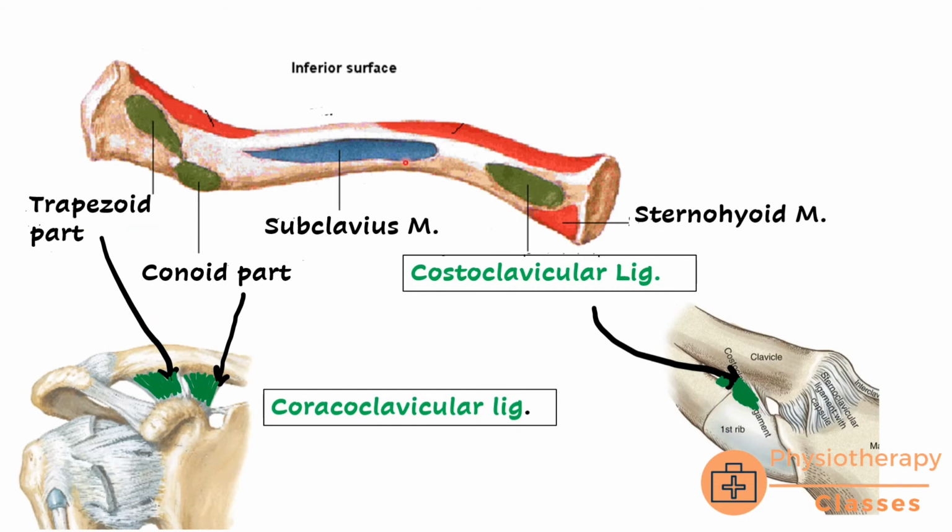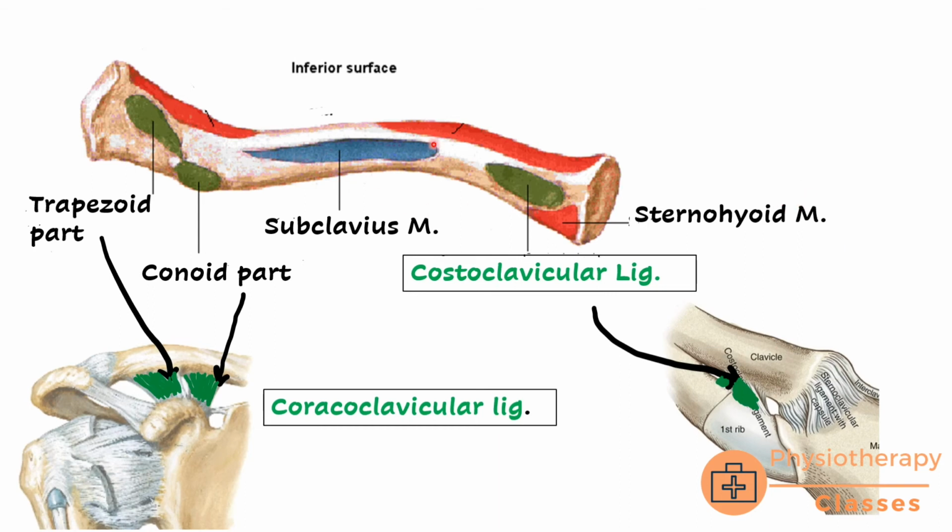Looking at the inferior surface of the clavicle, 2 muscles and 2 ligaments will be attached. Superior surface, 4 muscles. Inferior surface, 2 muscles, 2 ligaments. So first muscle we will look at the posterior surface near the medial end, and this muscle is sternohyoid. This is simple to understand. Medially you have the sternum bone. So from the sternum and from the clavicle, this muscle will go to the hyoid bone, the sternohyoid muscle.